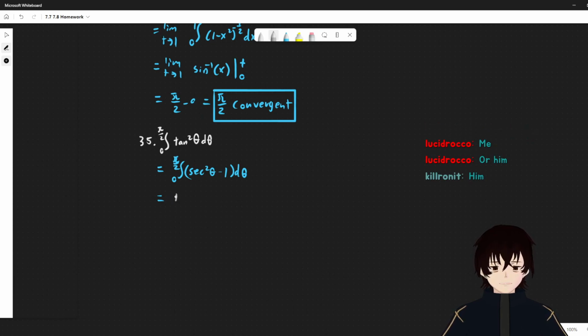Anyways, this is tangent. This is tangent theta minus theta from 0 to pi over 2.